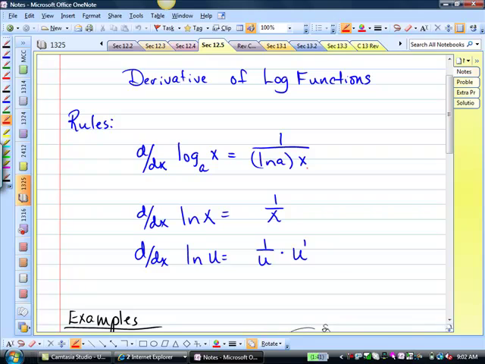Okay, we're not going to see that one as much. You might have one problem, but we're not going to see that as much. This one you will see a lot. The derivative of ln x is 1 over x. Okay, 1 over x.